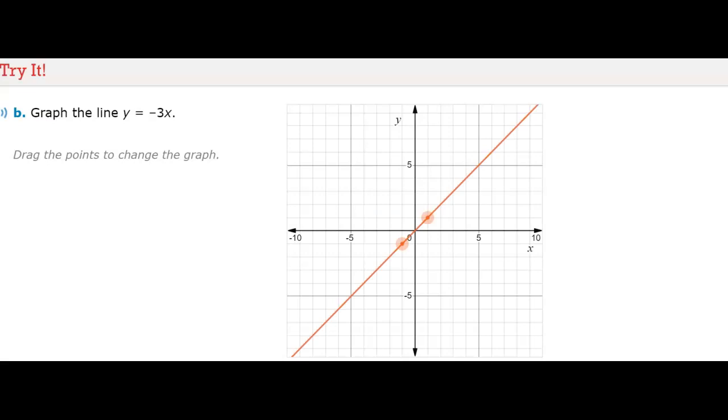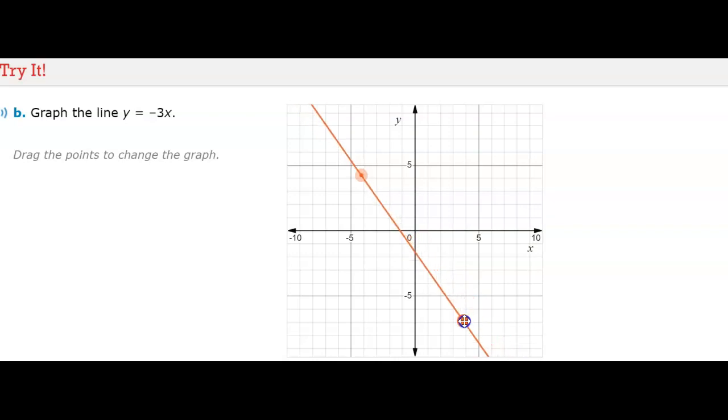Part B is to graph the line. So we're going to use this. Sometimes these are not the best. Okay, let's see if I can use this. All right, so we're going to graph the line y equals -3x. Turn this around. All right, so our slope is -3, which means that our y value is a 3 and our x value was a 1.